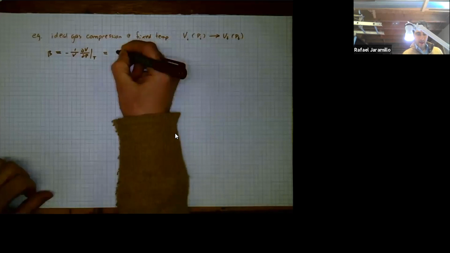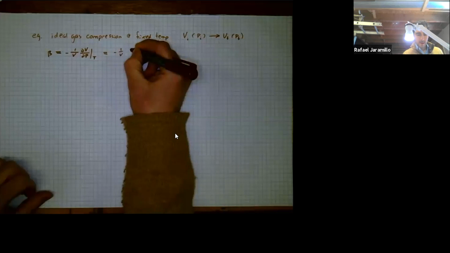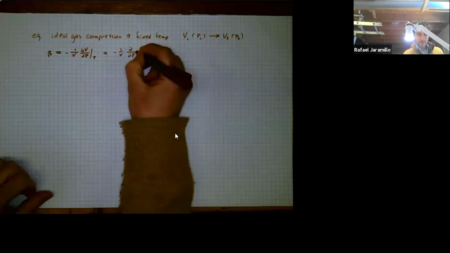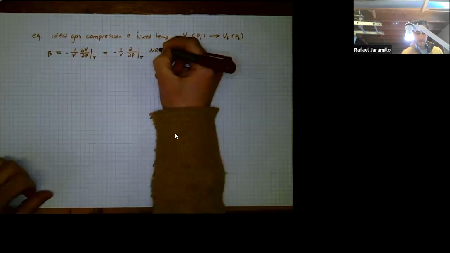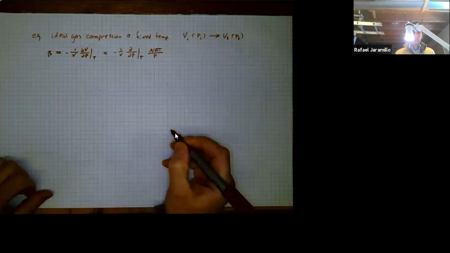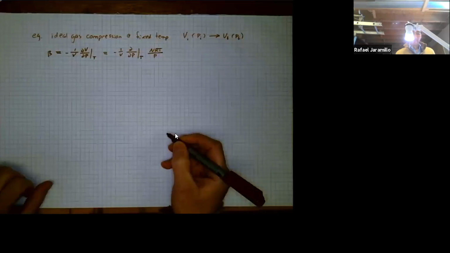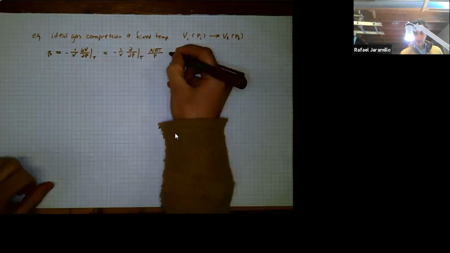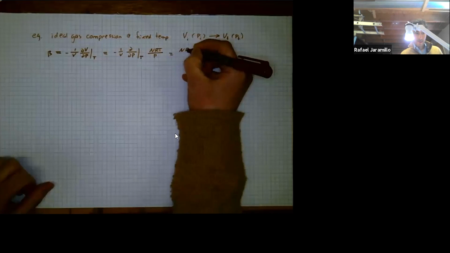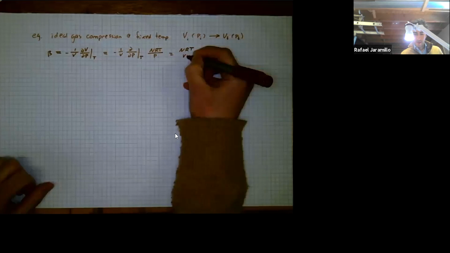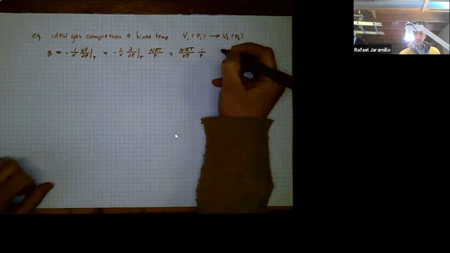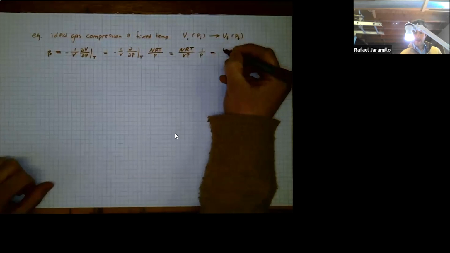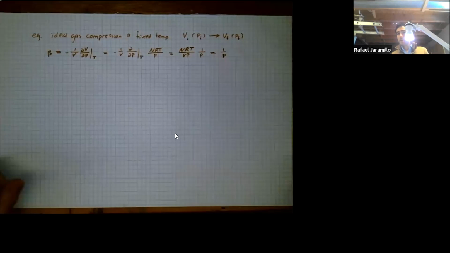This is minus 1 over V d dP at fixed temperature of nRT over P. This equals nRT over V, times 1 over P squared, which equals 1 over P. This is really simple for an ideal gas, and only for an ideal gas.